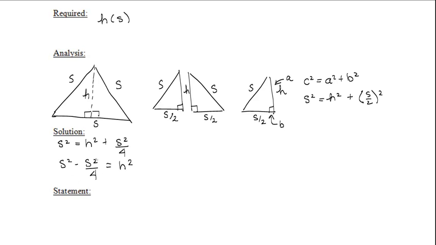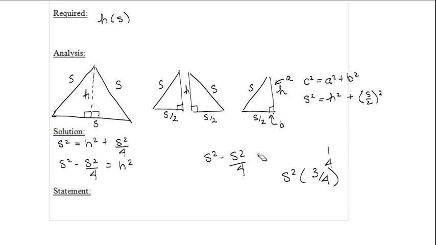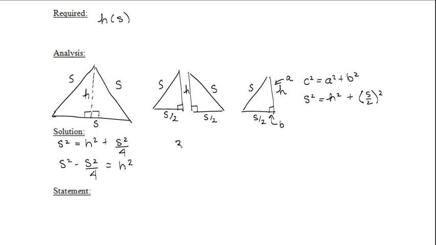So now just to simplify the left side a little bit, we have s squared minus s squared over 4. And if we factor out the s squared, we'll have s squared times 1 minus 1/4. And 1 minus 1/4 is actually 3/4. So it'll be s squared times 3/4. So it'll actually be 3s squared over 4. So now this turns into 3s squared over 4 is equal to h squared.